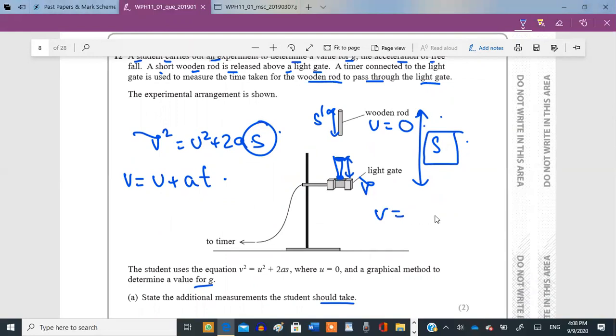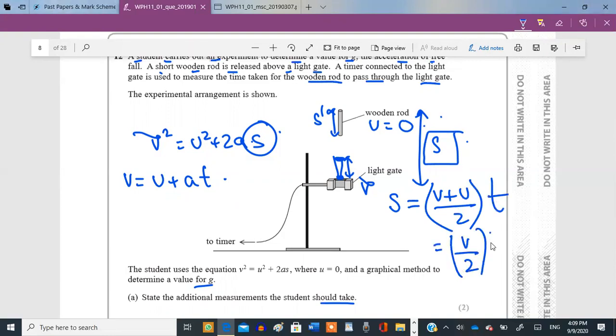So we can apply s equals (v plus u) upon 2 multiplied by the time. Wait, I'll tell you what they've written. Okay, so they've used the same formula but in a different way. s equals (v plus u) upon 2 multiplied by time. This u is 0, so it becomes v upon 2 multiplied by time. So the velocity equals 2s upon time, right? 2s divided by time is equal to the velocity.